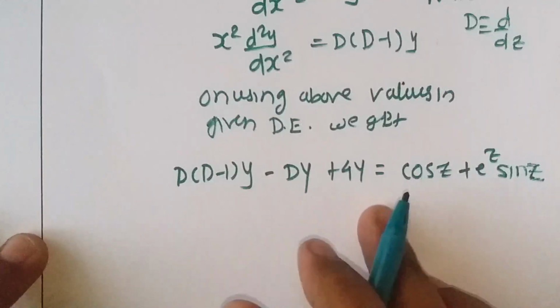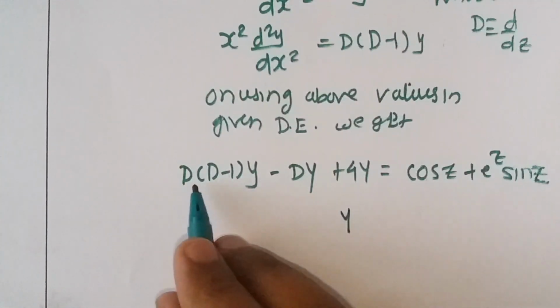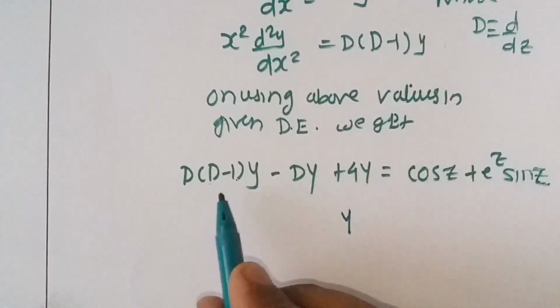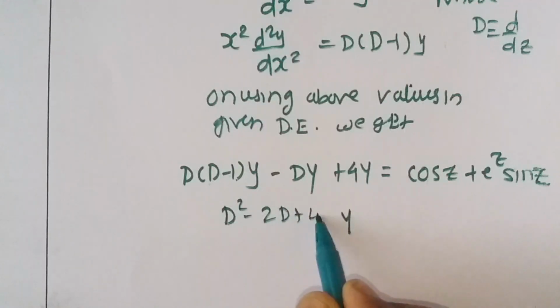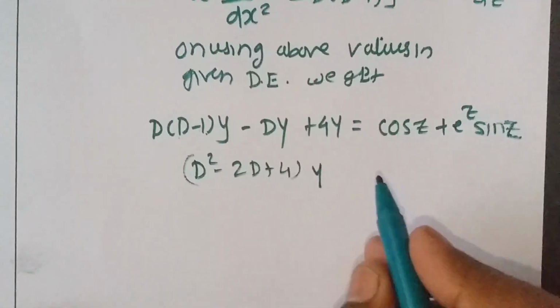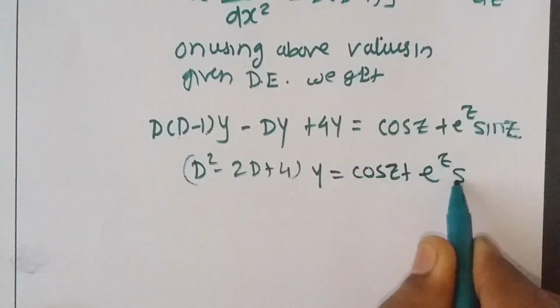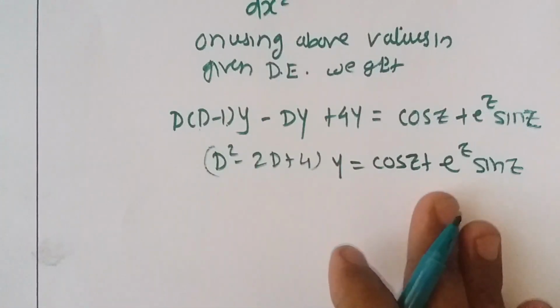So let us rearrange the terms. y can be taken common. If you multiply, you will get D square minus D, this minus D, and plus 4. Minus D minus D will be minus 2D, plus 4y. So this will be the differential equation, and the right hand side will be cos z plus e raised to z sin z. Now this is the new differential equation with constant coefficients that we obtained, and it is in terms of z.